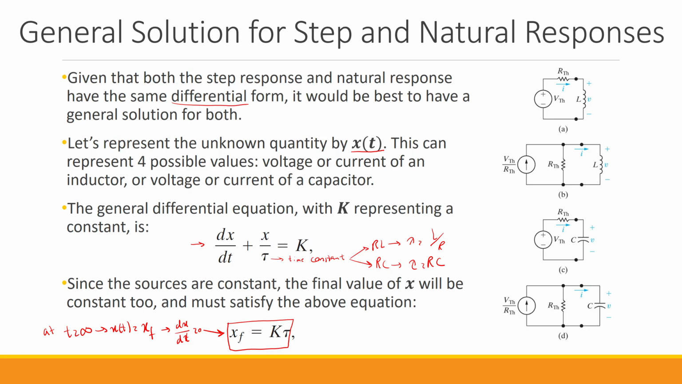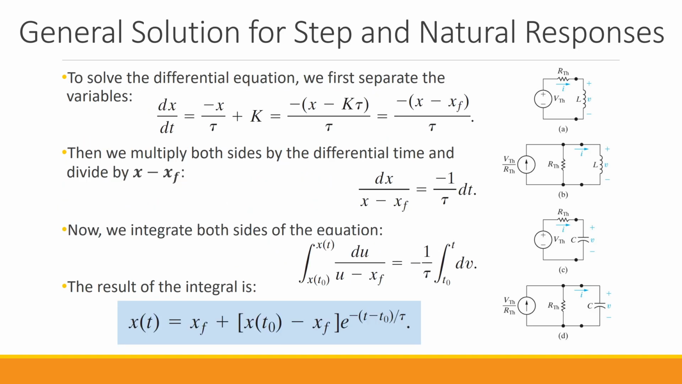So this is one of the observations that we have. Now we know the procedure for solving such a differential equation. We need to separate the variables. On one side we need to only have x, and on the other side we only need to have t. To do that, first we move x over tau to the right side and calculate this summation. It's going to be negative x minus k tau over tau, and we have seen before that this is actually xf, the final value of x. So that means dx over dt equals negative x minus xf over tau.